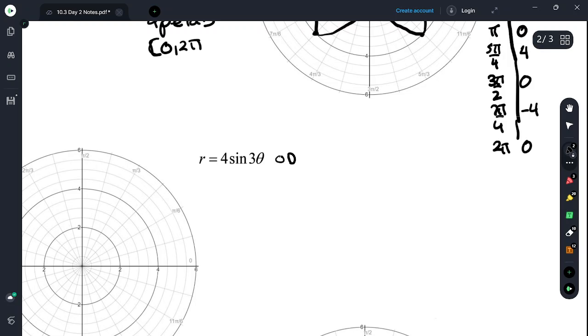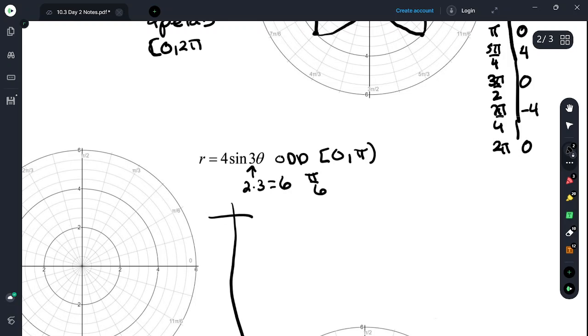This is an odd number. 3 is an odd number, so we only have to graph this from 0 to pi. This one finishes in pi radians. You don't have to go all the way to 2 pi. All right, well, we're going to double this coefficient so that everything we evaluate ends up being pi over 2. So 2 times 3 is 6. We're going to count by pi over 6s. So like I said, everything ends up being a pi over 2 when you evaluate it.